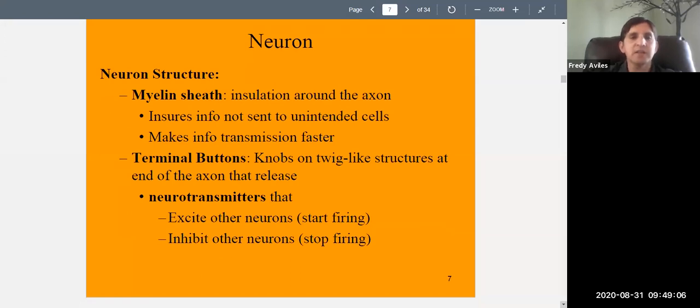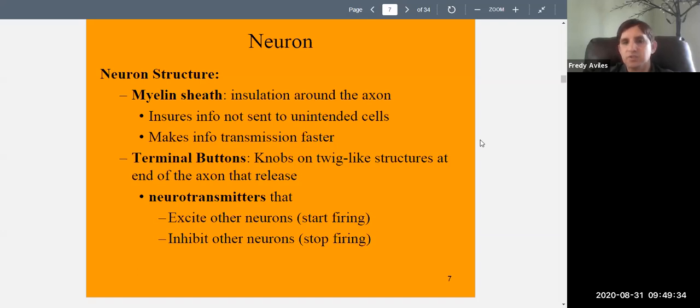Often the axon is covered by something known as the myelin sheath. Remember, myelin is just fatty tissue, and the sheath basically just means covering. So the myelin sheath is insulation around the axon. Just like wires have basically a rubber coating, neurons often have this myelin sheath, this insulation around them. And this insulation does two things.